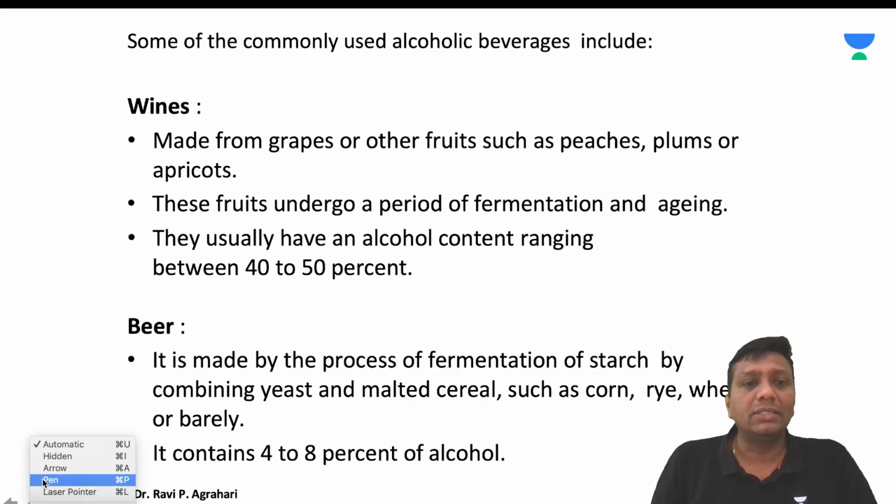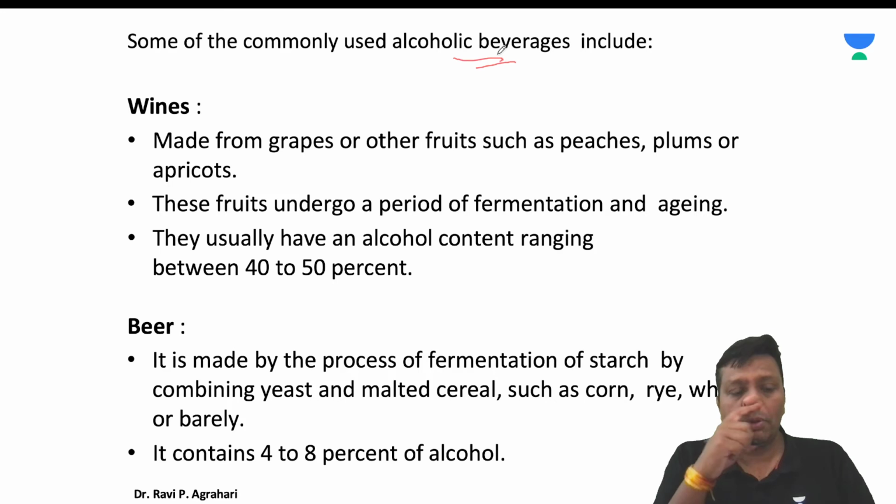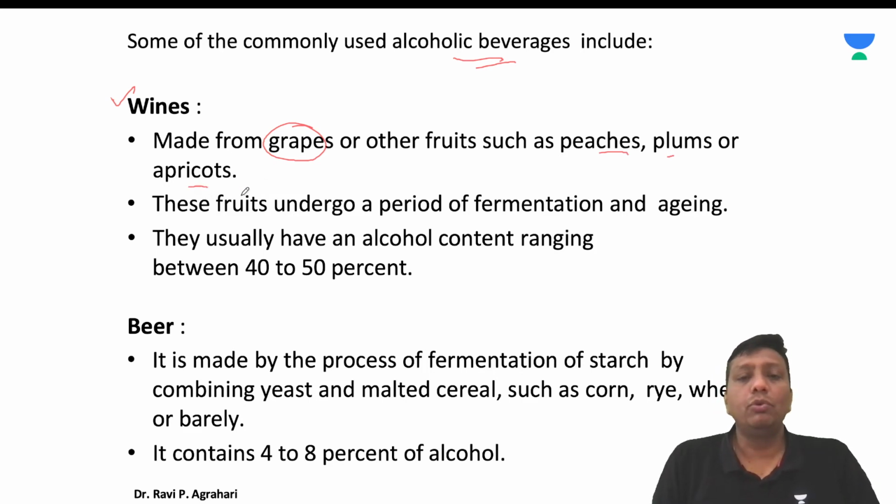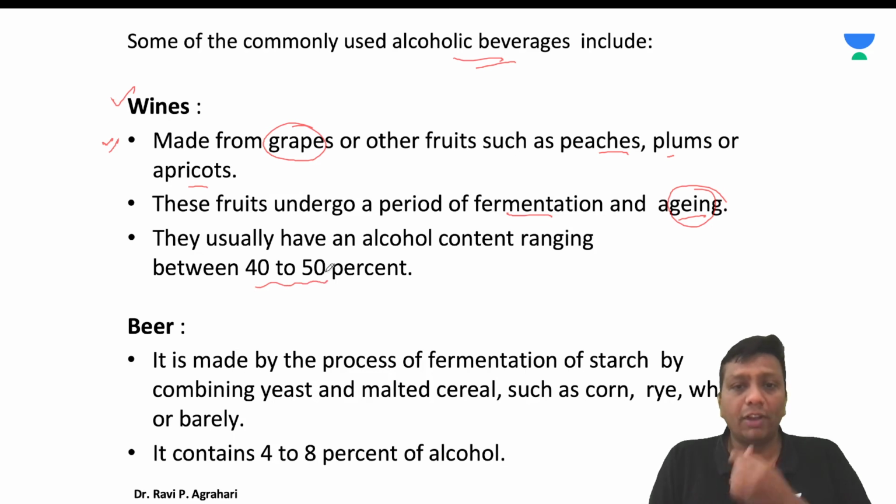Some of the common alcoholic beverages I brought here for all of you. For wines, the source is grapes, guys. Fruits such as peaches, plums and apricots, and juices are also used. For the fruits, first we do the fermentation, and after this there is an aging process also. The older the wine, the more effective it is. They usually have 40 to 50% alcoholic composition.